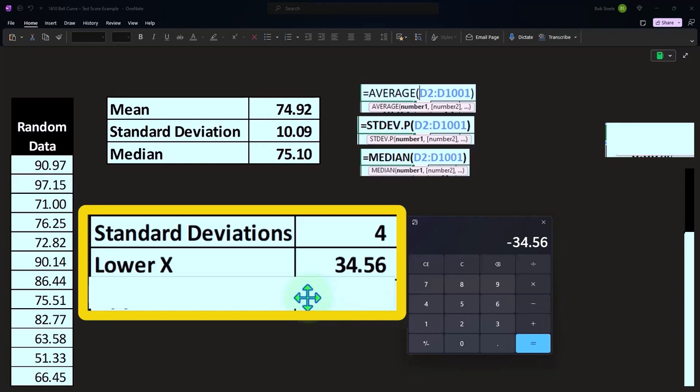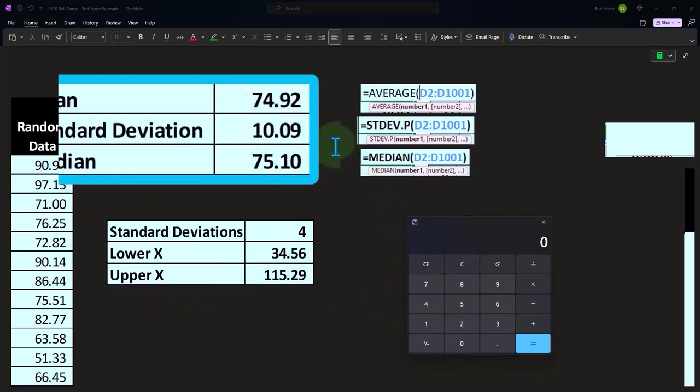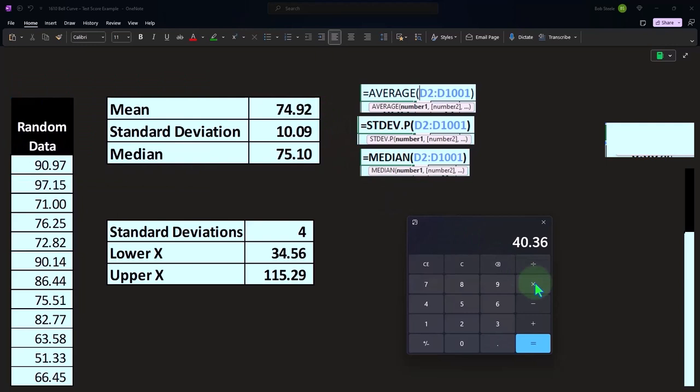I don't have to go down to zero, in other words, because it's unlikely that you're going to have test scores all the way down to zero. That would be quite a badly performed test. People could guess, and you'd probably do better than that. If I did this again, 10.09 times four, and then go above the mean, four standard deviations above the mean, plus 74.92, then I get to 115.